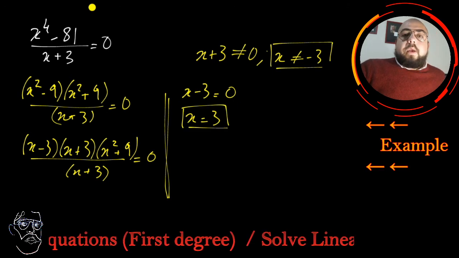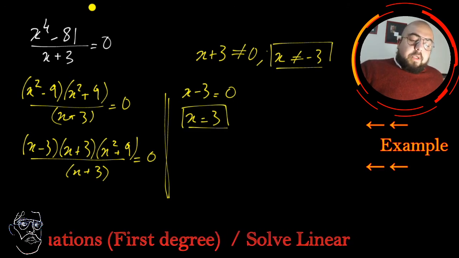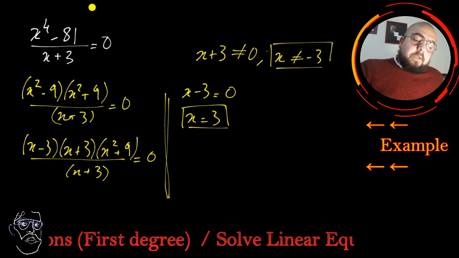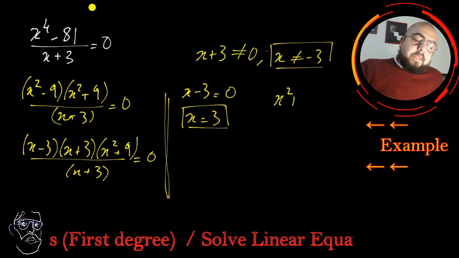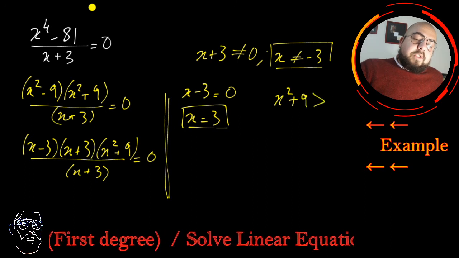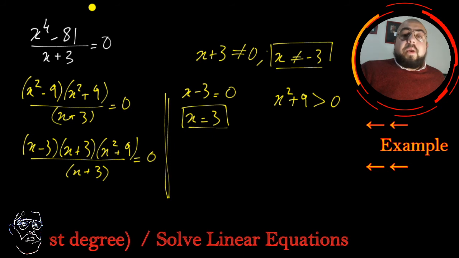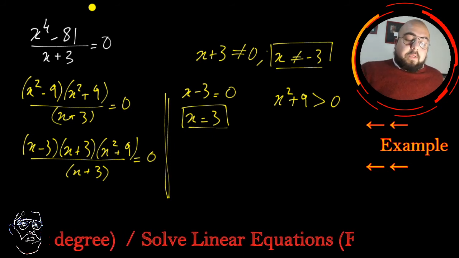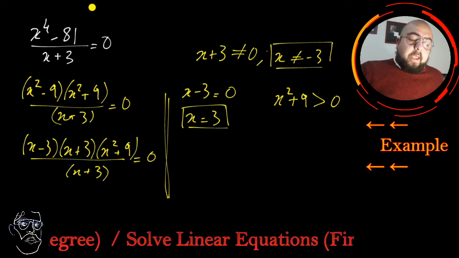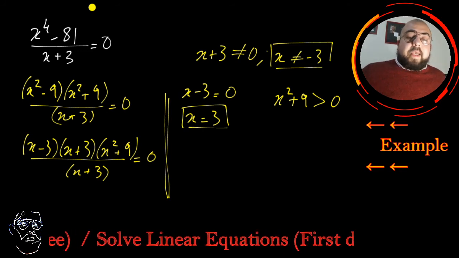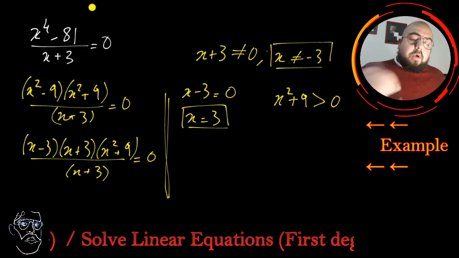Of course, you cannot take x is equal to minus 3. And for the third part, which is x squared plus 9, it will remain strictly positive, since x squared is positive or 0 plus 9, so it will be strictly positive. So this fraction actually has one root, which is x is equal to 3. All right.